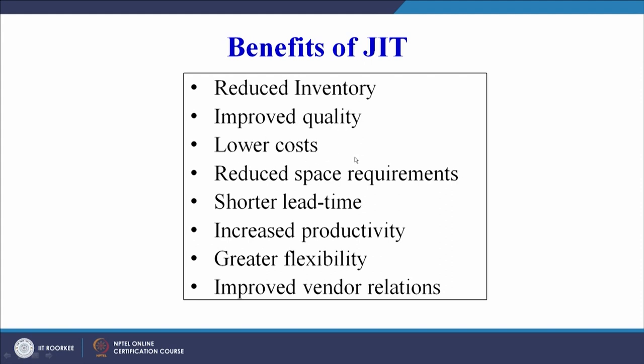Costs will be less, because now, instead of six people, only one person is managing the total production line, as in the case we have seen. That shows savings in terms of input cost, and therefore the cost of the product can be managed. So lower cost will be there. Space requirements: we have seen in the case study that 50% space is saved if we use common sense and do a proper scientific layout of our machines and equipment. Shorter lead time, increased productivity, greater flexibility, improved vendor relations. So if we apply the JIT concept, we will have several advantages.